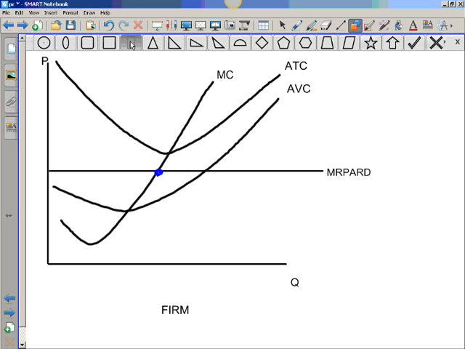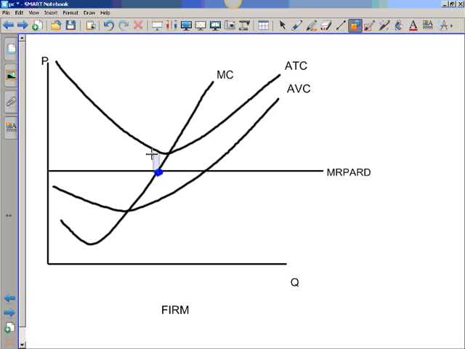We're just going to do it again. So in this case, we start at the bottom. We have price minus average total cost times the quantity. And this area would equal the firm's loss.